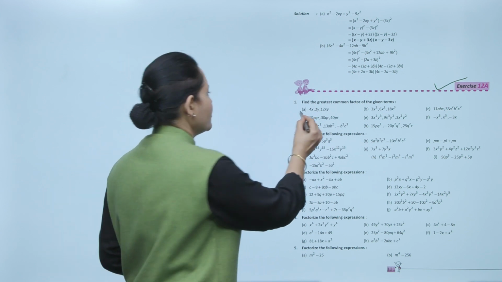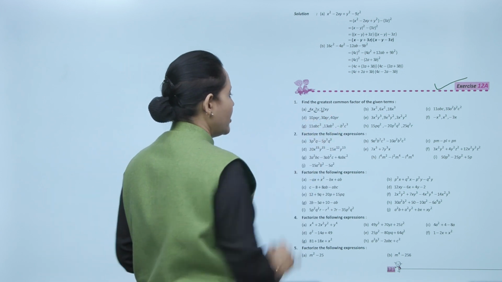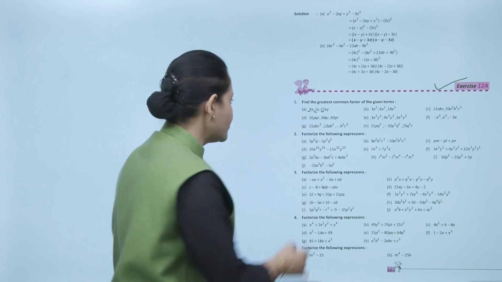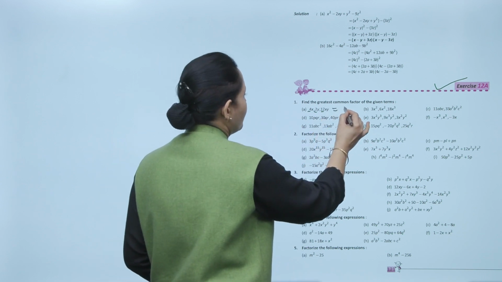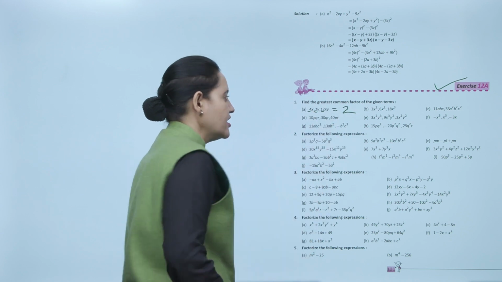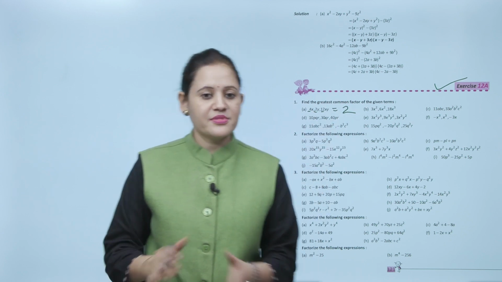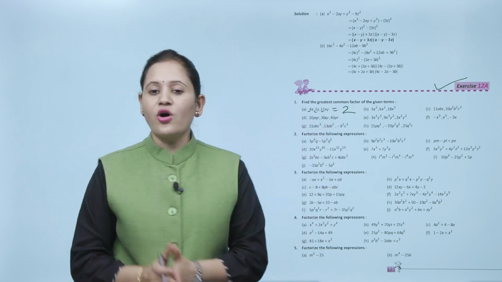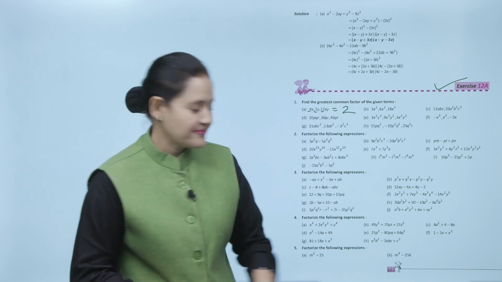So, the greatest common factor of 4, 2 and 12 is 2. So, 2 is the greatest common factor of these terms. Clear? So, you have to practice all the questions. We will move to next topic.